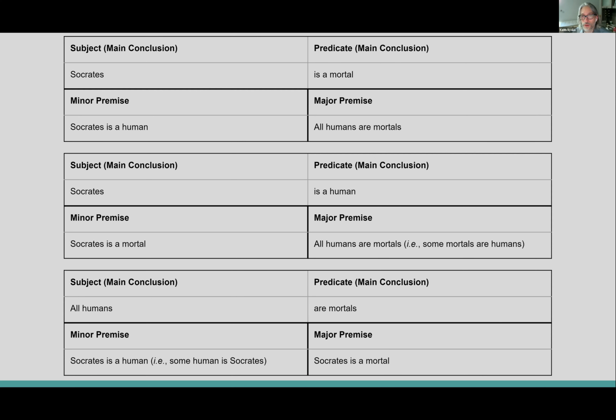Now I move over to the predicate of the conclusion. Well, which of my premises talks about a mortal? The major premise, all humans are mortals. And so we have a conceptual overlap there. So that's how I would organize the concepts. I'll come back to why the logic is sound or unsound for these arguments. I just want to map them out briefly on this slide.